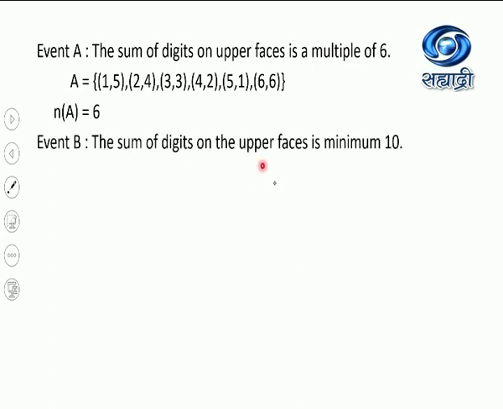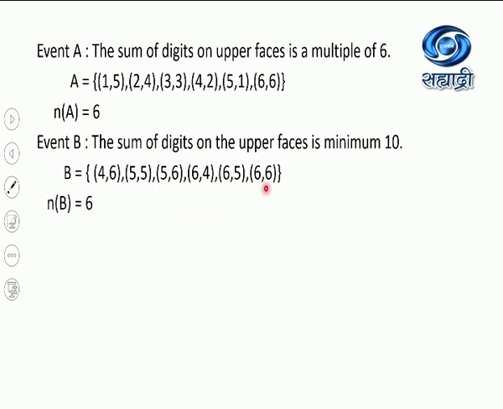Now the next one, event B. The sum of the digits on the upper faces is minimum 10. Minimum 10 means you can take more than 10 also. So now here 4 plus 6, 10; 5 plus 5, 10; 5 plus 6, 11; 6 plus 4, 10; 6 plus 5, 11; and 6 plus 6, 12. So how many elements are here? 1, 2, 3, 4, 5, 6. Therefore, n(B) is equal to 6.